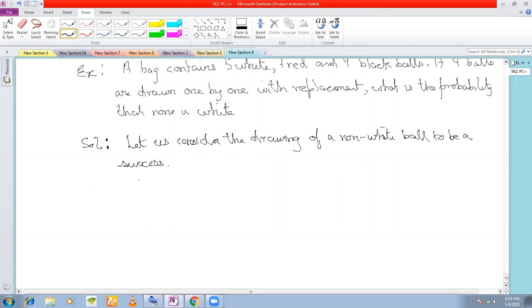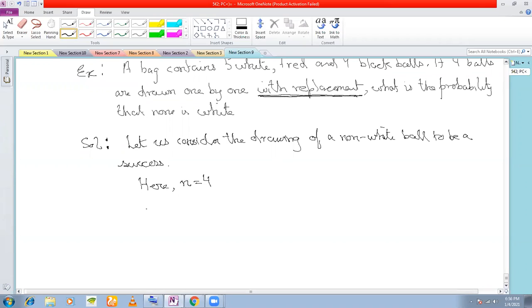How many trials are there? How many balls are being drawn? 4 balls are being drawn one by one. So how many trials? 4 trials, right? And what is the keyword here for trials? With replacement. This is the keyword. Whenever you come across this word with replacement, it means repeated trials. So the number of trials is 4.